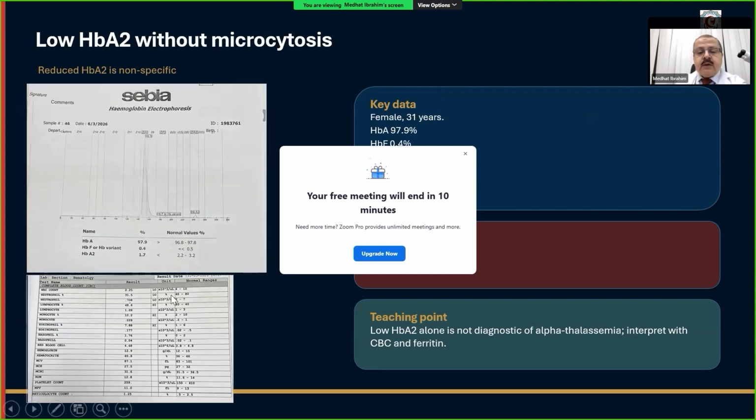Right, in this case, we have reduced hemoglobin A2 and normal MCV. In this, the interpretation we call it silent carrier. I would like to emphasize silent carrier of alpha thalassemia, but I would like to emphasize now again that it has to be confirmed by DNA analysis.